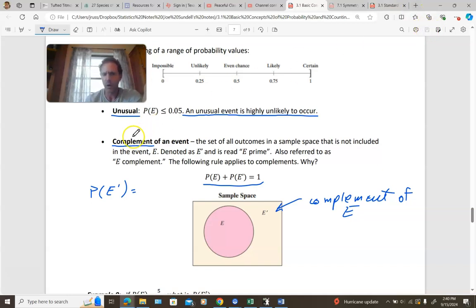Now, you may be wondering, why are we introducing this idea of a complement? Well, it turns out that when you're trying to find the probability of some events, it's actually easier to figure out the probability that they do not occur. And if you know that, then you can find the probability that they do occur, because you know that together they have to add up to 1, or 100%, in other words.